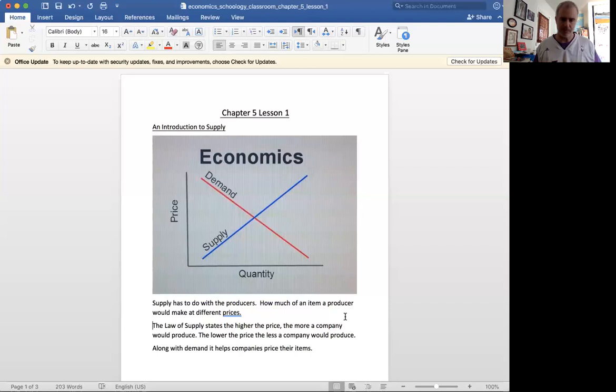So this is your real basic supply curve, right? Where we're just having a conversation about the supply curve. If price goes up, quantity supplied will go up. If price goes down, quantity supplied will go down. And then of course, this spot in the middle is called the equilibrium. This is where we're going to price our item.